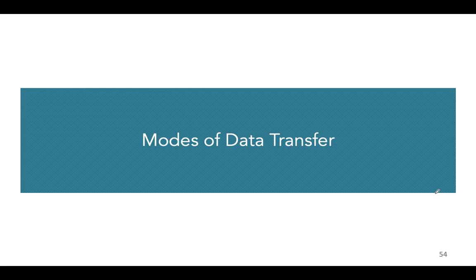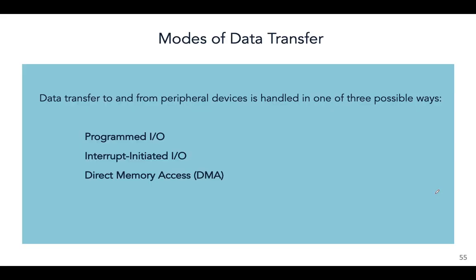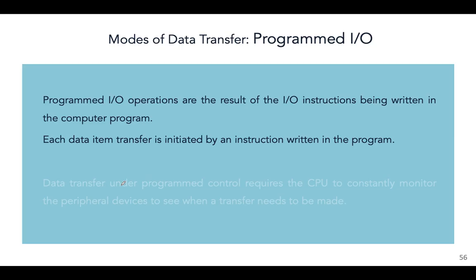Alright. Now let's talk about the various modes of data transfer. Data transfer to and from peripheral devices is handled in one of 3 possible ways. We could have programmed input output, interrupt initiated input output, or direct memory access. Out of these 3, we are going to focus on DMA the most. So we'll take a quick look at programmed and interrupt initiated IO, and then take a longer look at DMA. Alright, let's first start with programmed IO.